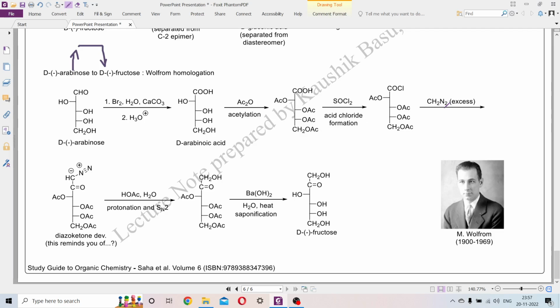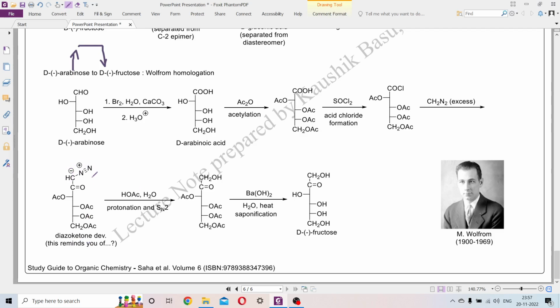excess diazomethane, because that is the reagent that we encountered when we studied Arndt-Eistert homologation. First of all, there will be a nucleophilic addition-elimination, so you will get C double bonded O, CH2N2, and because CH2N2 is present in excess, one of those active protons, which is activated by the adjacent N2 plus and the adjacent carbonyl, will be taken away, so you get a diazoketone derivative, and that should remind you of the Arndt-Eistert reaction.